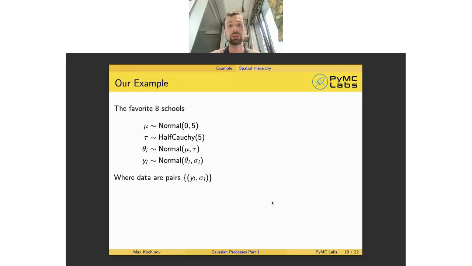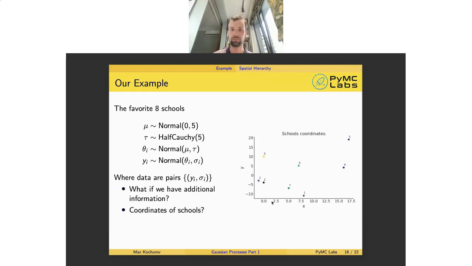And simplest possible examples like eight schools can be viewed under a different lens when we think about schools being scattered on a map. Let's imagine we know the coordinates of those schools and plot them on a 2D plot. We measured the score of students, let's say students take an exam, and we plot their scores by color, and the brighter the color, the higher the score.